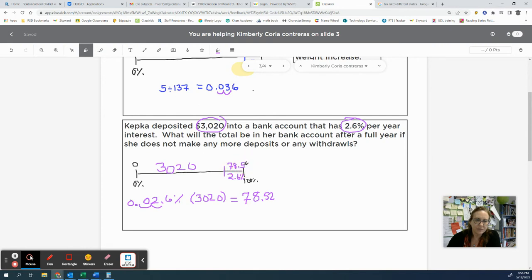78.52. So the question is, what will the total be in her bank account after the full year? So we are going to take the $3,020, add it to the $78.52 to find out what she now has in her bank account. She has $3,098.52 in her bank account.